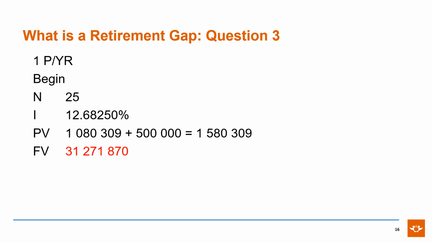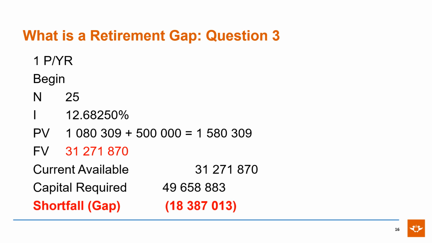And for capital available, once you have your present value, you can grow that to a future value using the growth rate of the fund. Martin retires in 25 years' time. The current fund value is 500,000 Rand. You're going to add that to your present value of contributions, and then you'll have a fund value of 31,271,870 Rand. And you'll have a shortfall or gap of the difference between capital available and capital required.